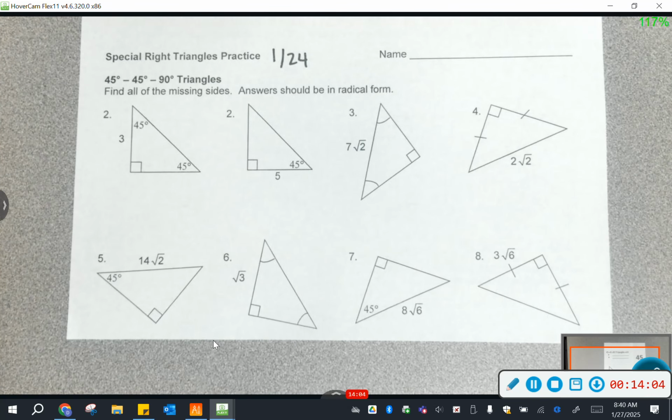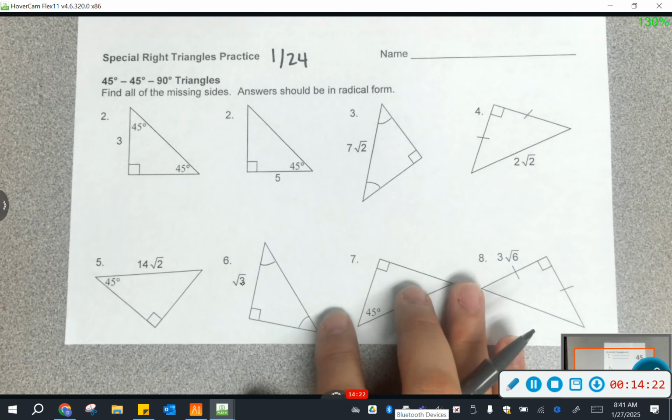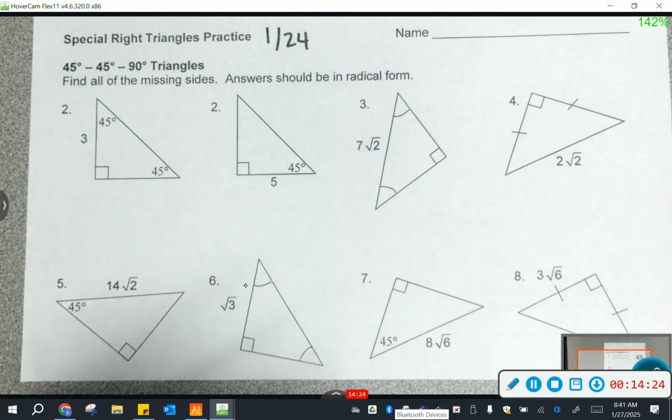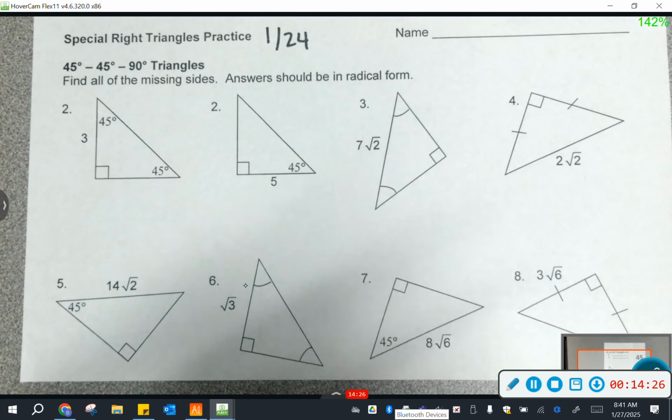Did everybody grab the practice paper? It's a half sheet. I'm going to do half of it with you in 5 minutes. What is a minute? 60 seconds. Alright, number 1. I'm doing half of this with you, so pay attention.